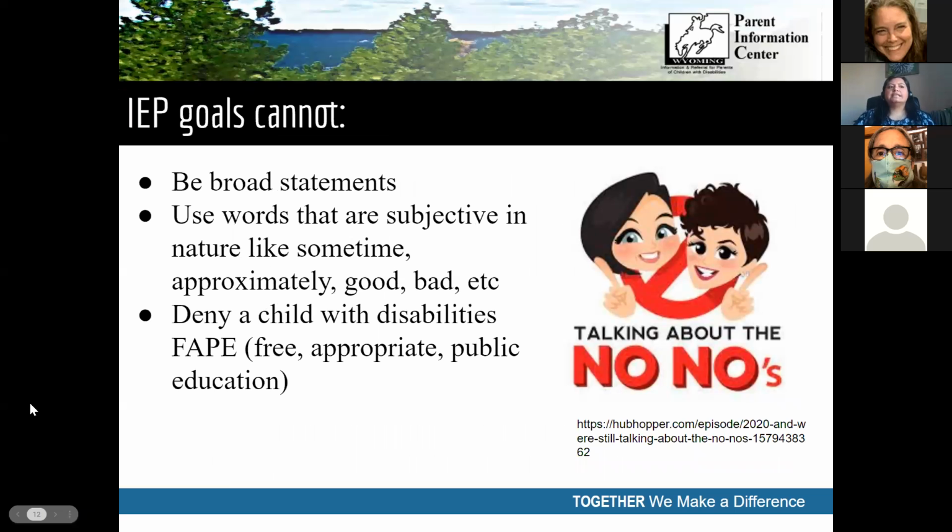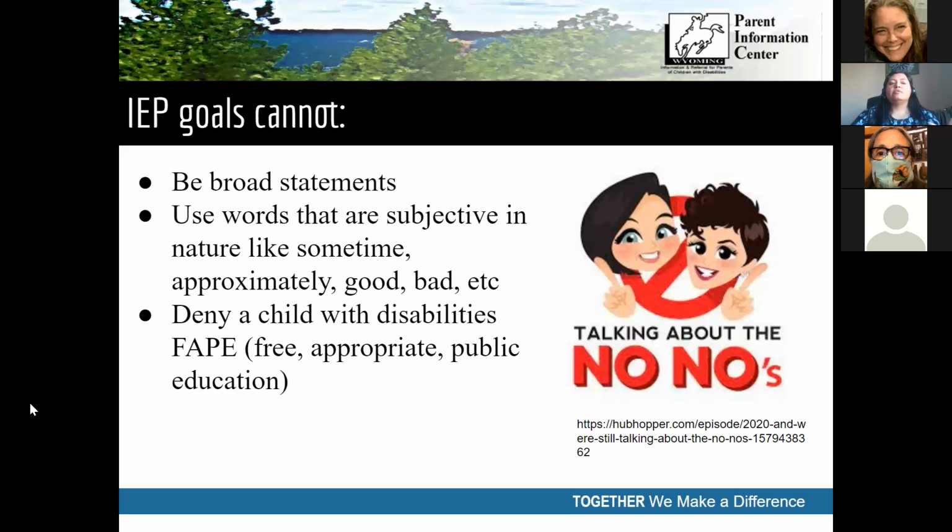So IEP goals cannot, these are the big no-nos, they can't be broad statements. They just can't. If it's a broad statement, then we don't know what it is that you're trying to measure. They also can't be subjective. So words that are subjective in nature, like sometimes, approximately, good, bad, naughty, nice, all of those things are very subjective. What's naughty to me may not be naughty to you.